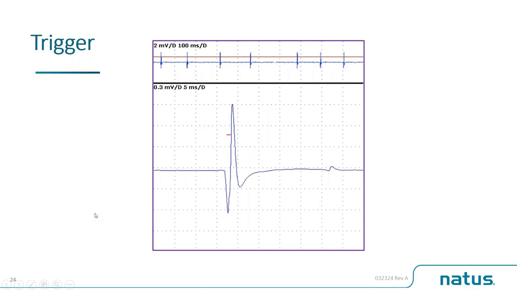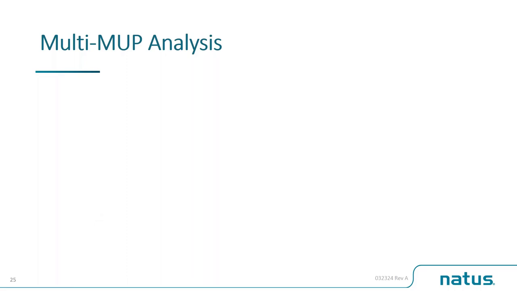So we can take all of these principles. We want to see a waveform that repeats. We want to be able to trigger on it so we can see the waveform clearly to assess duration and so forth. And that is what has led to the multi-MUP analysis. Whatever we do subjectively is something that would be done automatically using the computer. But that doesn't give you good quality. You have to put in good quality signals to get good quality results.